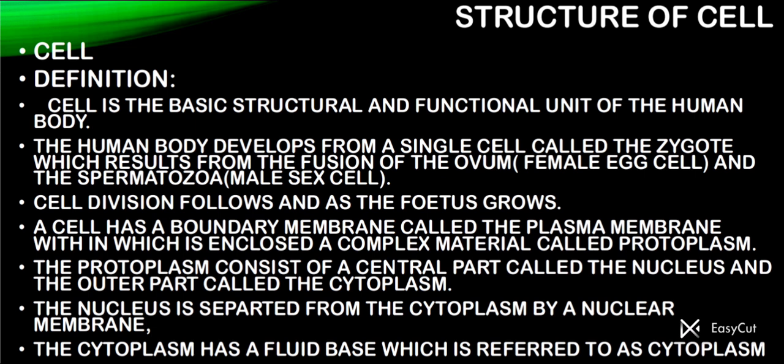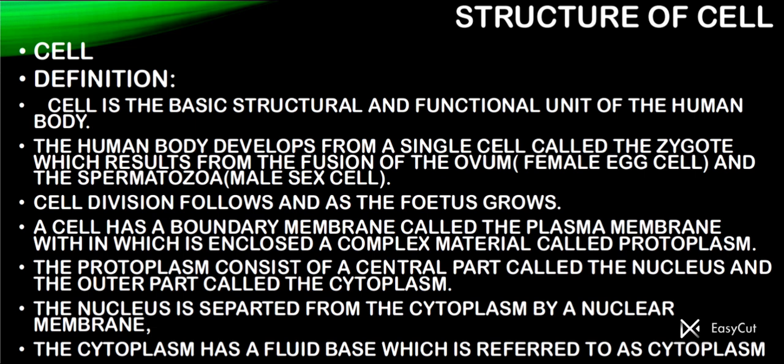Then, how is a zygote formed? What is the male sex cell? Sperm. The female sex cell? Ovum. When there is a fusion of both sperm and ovum, that results in the formation of a zygote. That process is called fertilization. After the formation of the zygote, the zygote undergoes cell division, and then there is the development of a fetus.